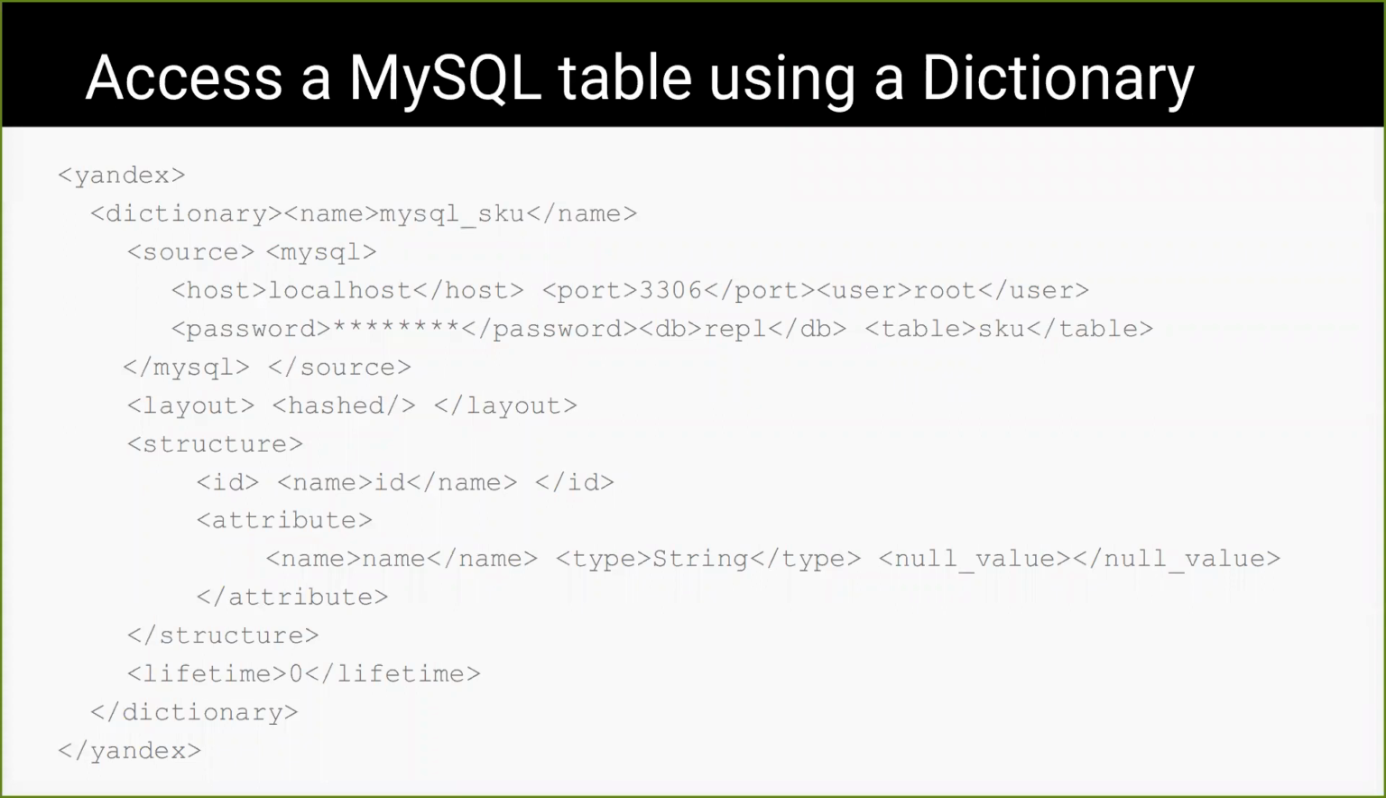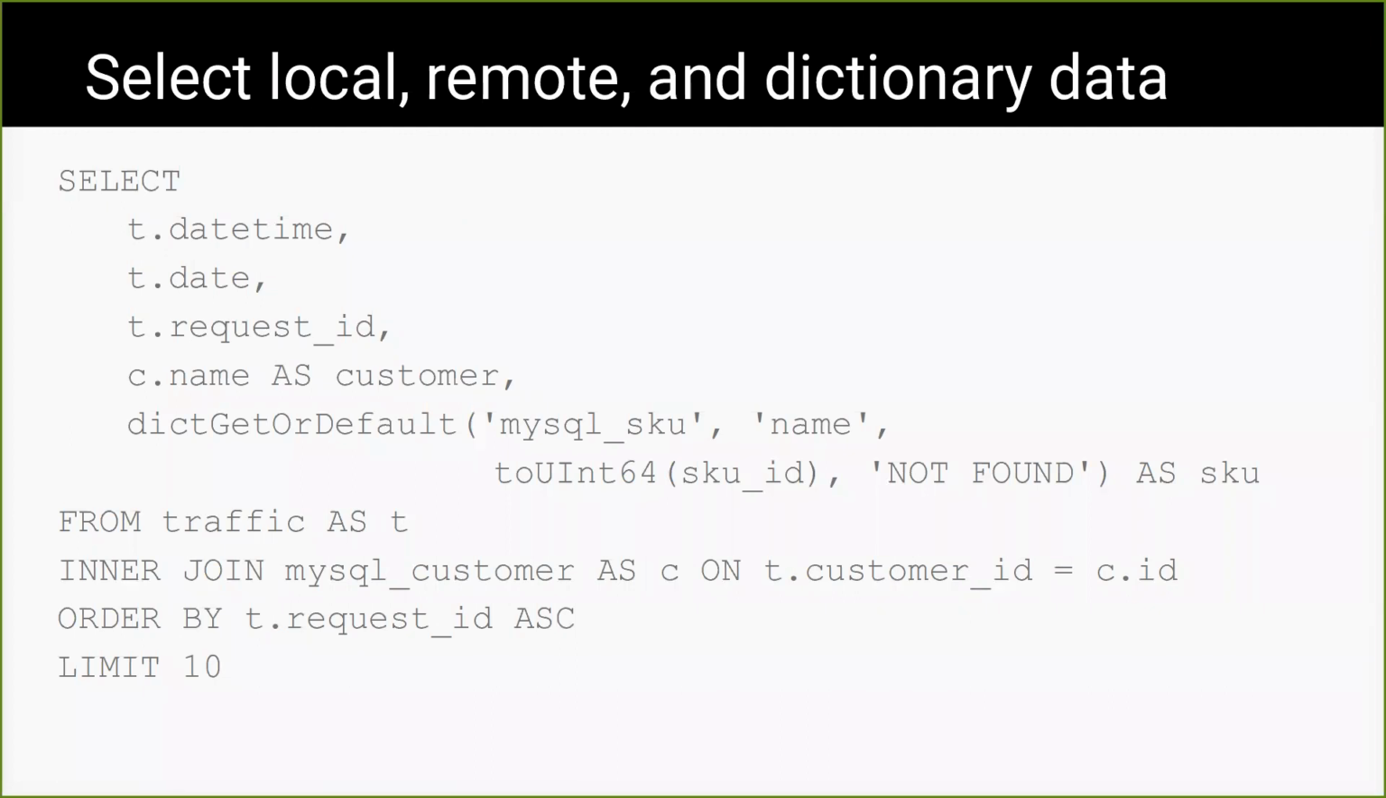Assuming that your syntax is correct, it will allow you to reference this dictionary and pull data from it. Dictionaries are a little bit cumbersome because of the way they have to be defined in XML. We give a structure which includes an ID field, which must, as it turns out, in the version I'm using, be UInt64. And then attributes. In this case, it's a very simple table. It just has name. So we give this definition, and then at that point, we can begin to select from that data as well.